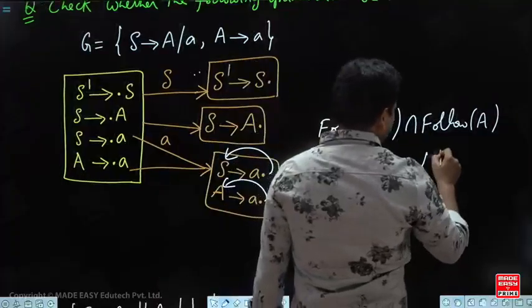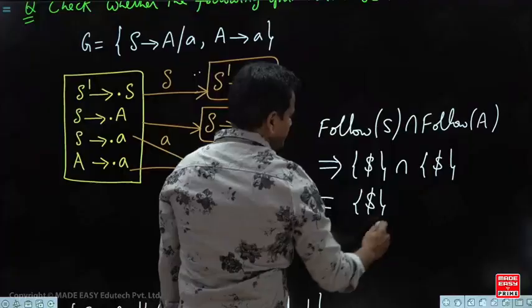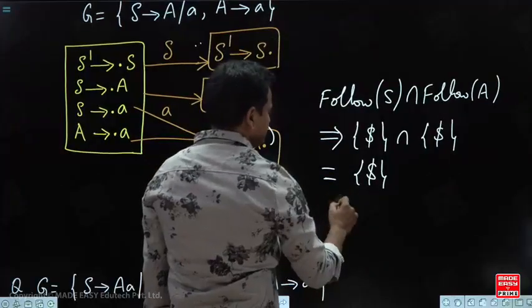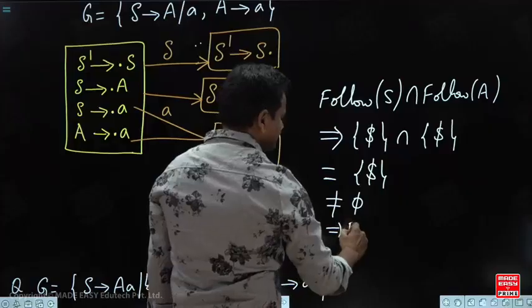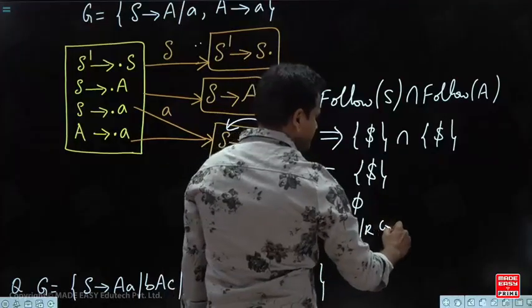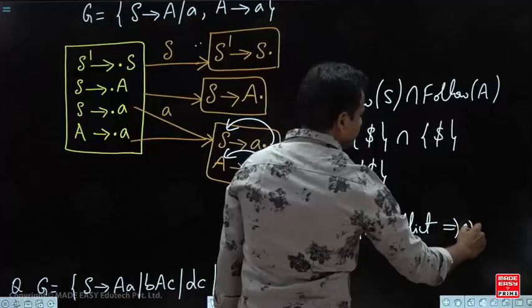Which is dollar. And look at this, guys: dollar intersection dollar. They have a common element, meaning it is not empty. Whenever it is not empty, what conflict? Reduce-reduce conflict. A reduce-reduce conflict implies it is not SLR(1).